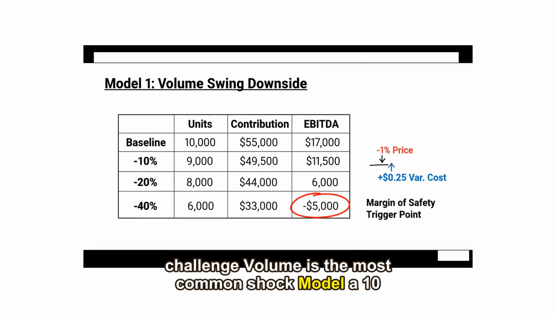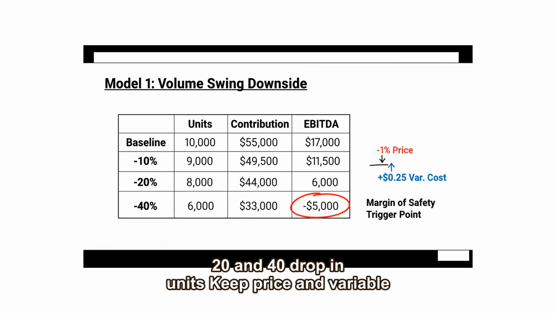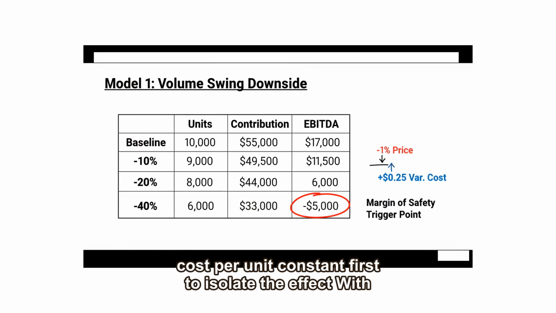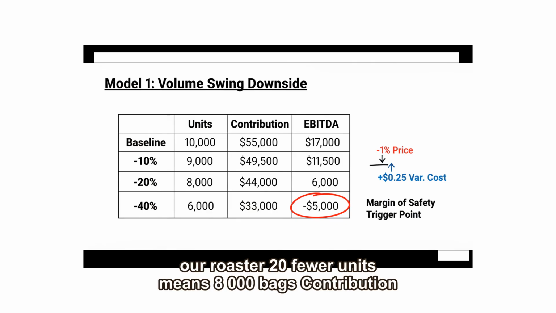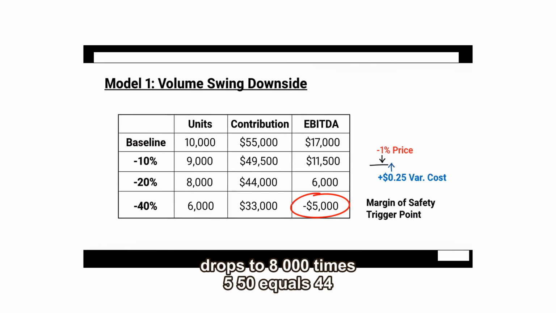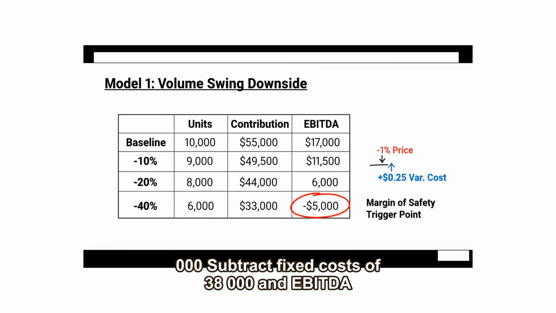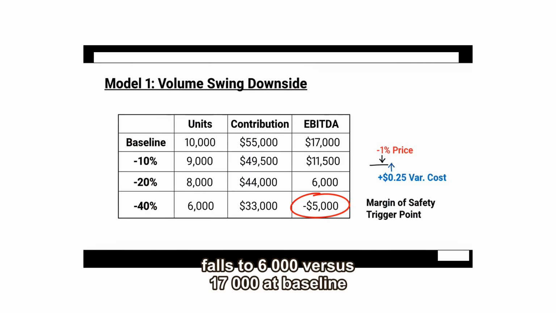Volume is the most common shock. Model a 10%, 20%, and 40% drop in units. Keep price and variable cost per unit constant first to isolate the effect. With our roaster, 20% fewer units means 8,000 bags. Contribution drops to 8,000 times $5.50 equals $44,000. Subtract fixed costs of $38,000 and EBITDA falls to $6,000 versus $17,000 at baseline.